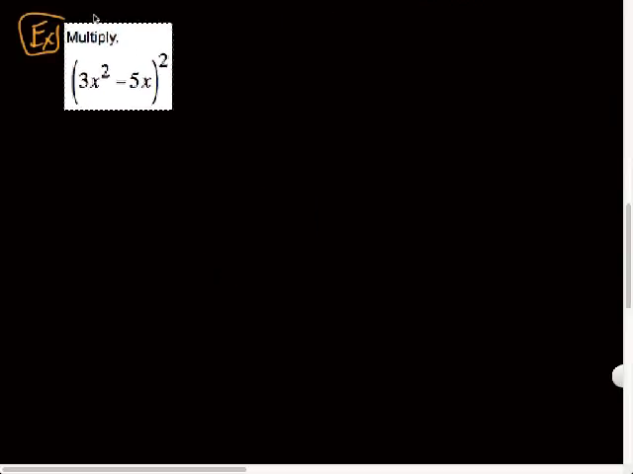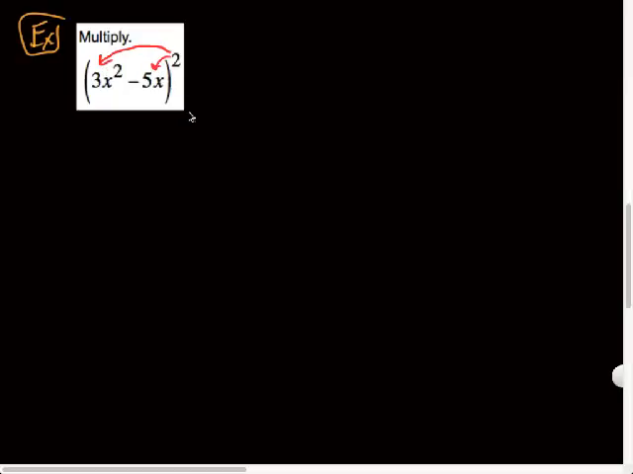Let's take a look at this problem. We're going to end up doing this problem 2 different ways. But first of all, I want to point out the way that you would not do this problem. You would not do this problem this way. Why? Because an exponent cannot be distributed over addition or subtraction. All right? But if I did want to use some sort of distributive property, what does it mean to square something?